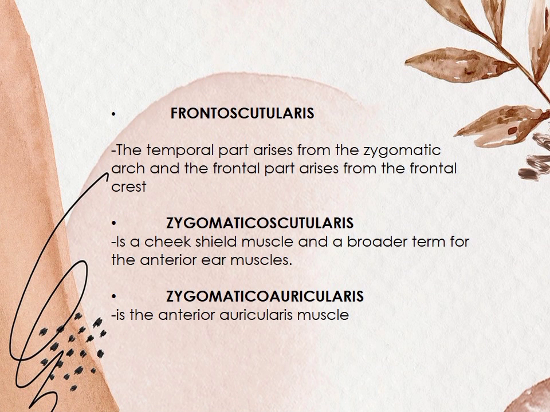So the next muscle is fronto-scutularis. The temporal part arises from the zygomatic arc and the frontal part arises from the frontal crest. Both insert into the anterior border of the scutiform cartilage. This is a thin band of muscle with fibers of the dog. Next is the zygomatico-scutularis, a cheek shield muscle and a broader term for the anterior ear muscles. Next is zygomatico-auricularis, one of the anterior auricularis muscles, a band of muscle that runs generally from above the eye to below the ear of the dog.